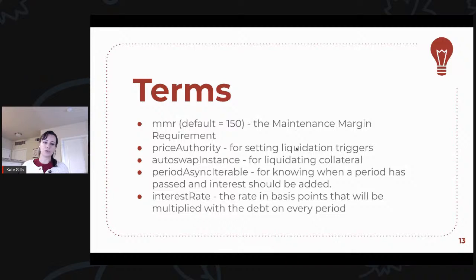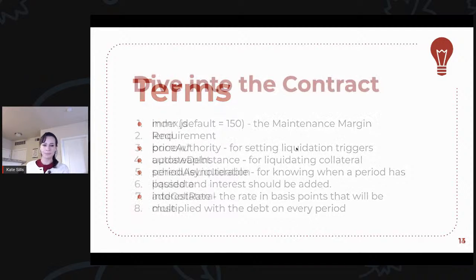We're also going to take in a period async iterable. An async iterable is actually a concept from JavaScript. And we're going to be using this for knowing when a period has passed and when interest should be added. The async iterable will be pushing values, basically telling us when that period has passed. Maybe it's a block height, maybe it's a year. It's really up to whoever is passing in the terms to this contract. It's telling us when the interest should actually be calculated. And the interest rate is the rate in basis points that will be multiplied with the debt on every period.